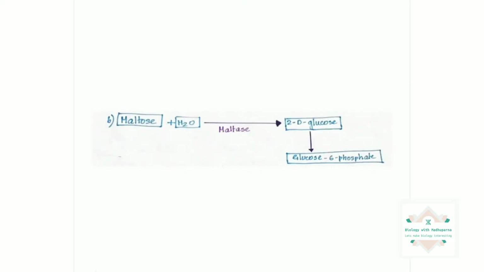Our next disaccharide is maltose. So maltose consists of 2 glucose molecules. So upon hydrolysis of this maltose, with the help of the enzyme maltase, it will form 2 glucose molecules which can enter into the glycolysis pathway and produce pyruvate.